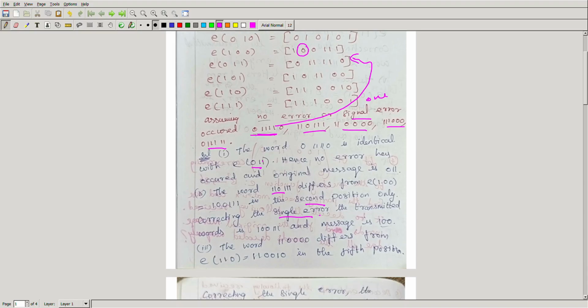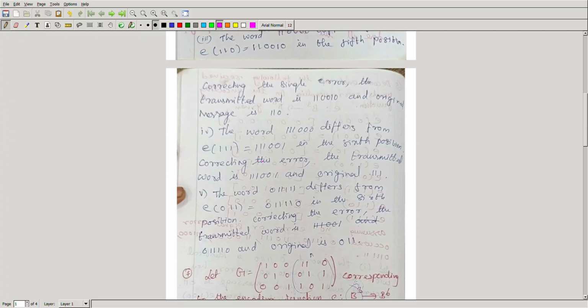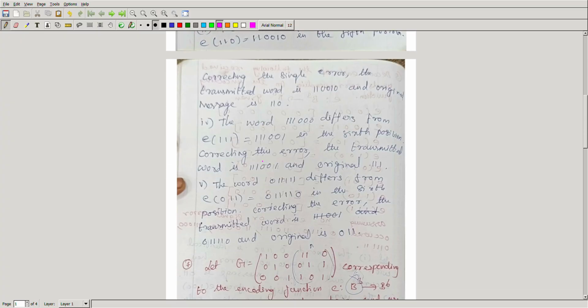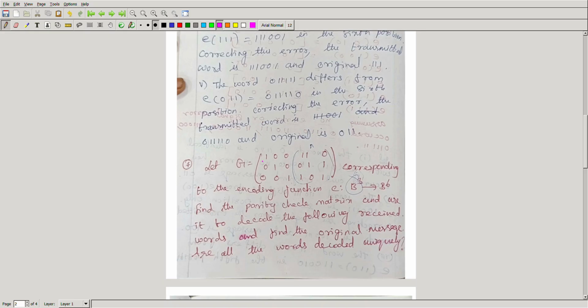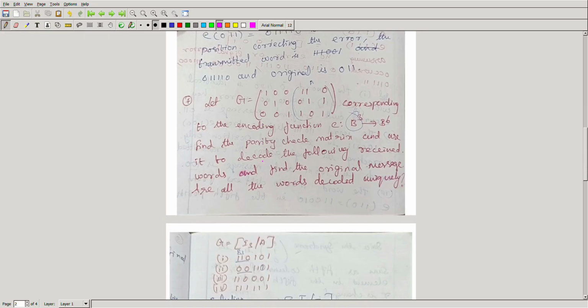So similarly we have to identify the other two passwords. So this is the format of doing this problem. So next we'll do the next problem. See, I have given another problem.